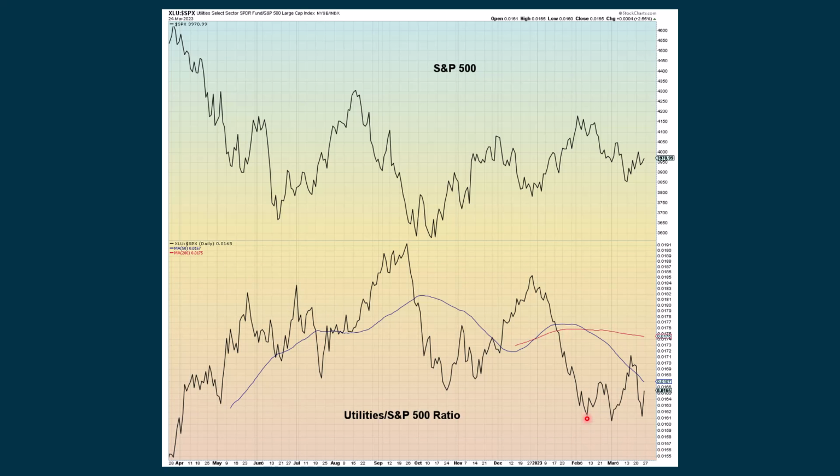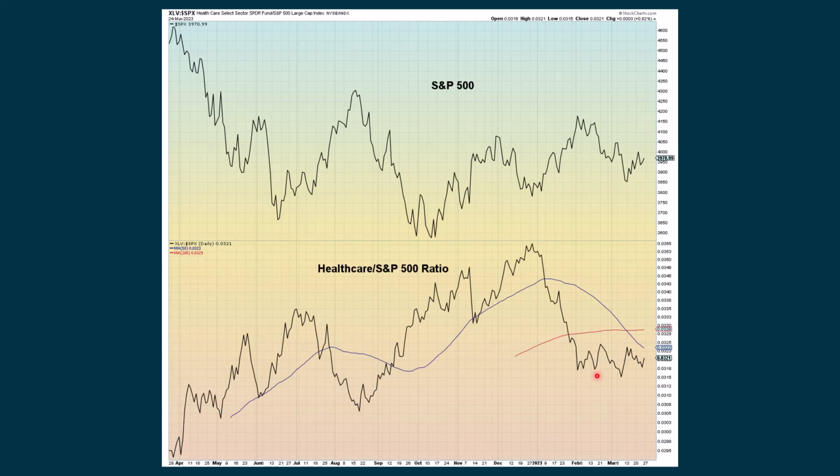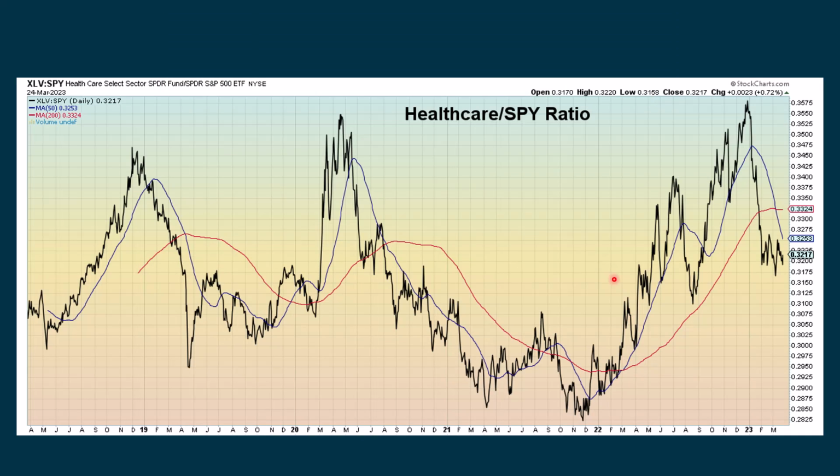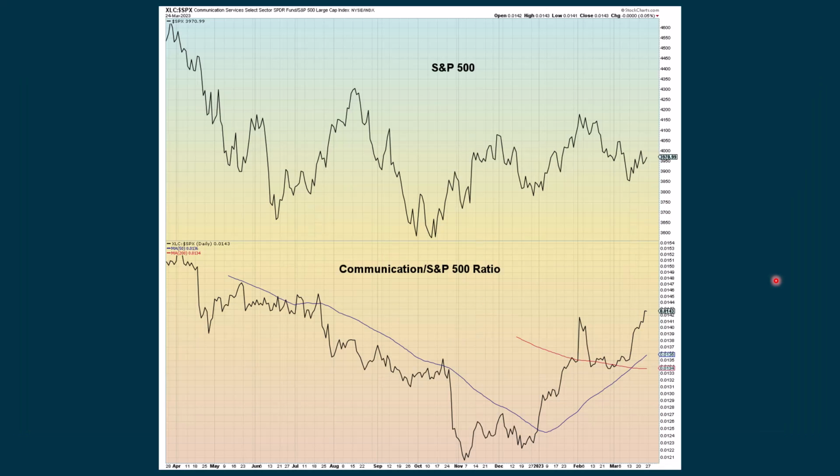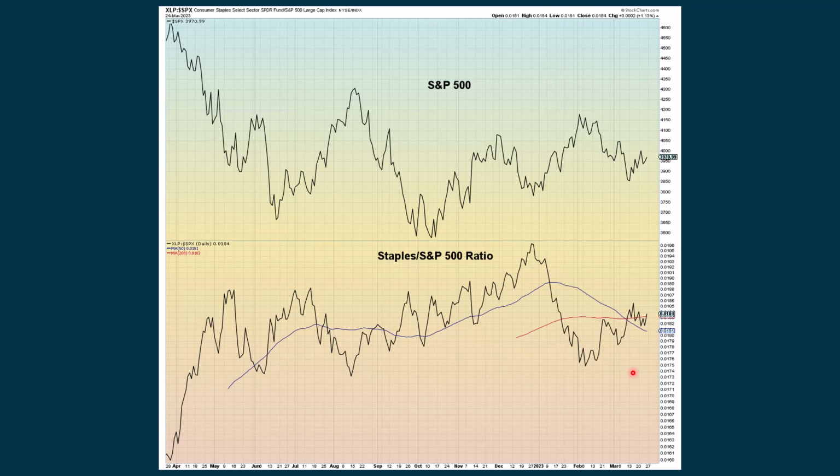And the utilities have also been having some problems lately. Healthcare, also just giving us a death cross in this ratio. Here's another look at healthcare, showing us the death cross and how it's been showing some weakness. Communication, which is looking a lot better, just gave us a recent golden cross with the ratio. Staples, chopping more or less sideways.